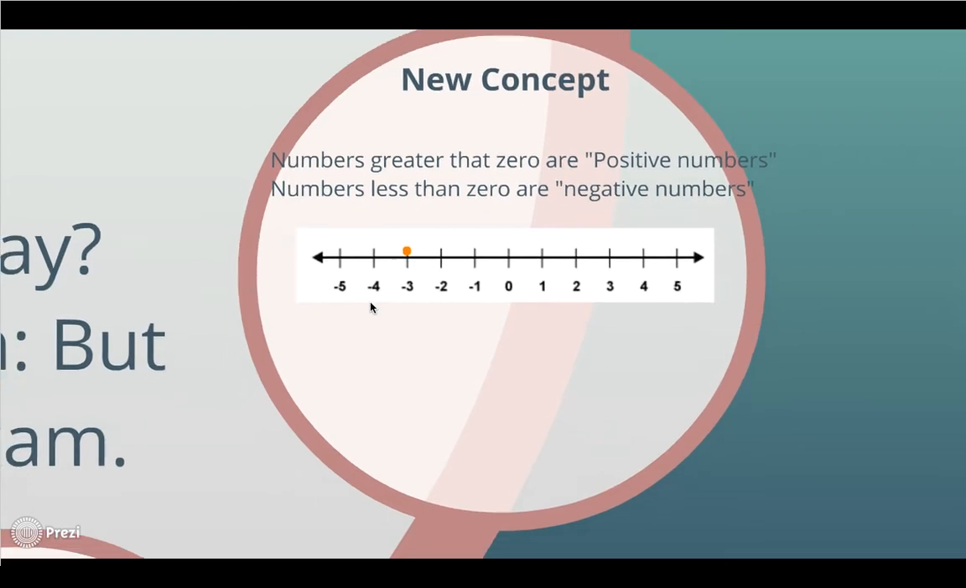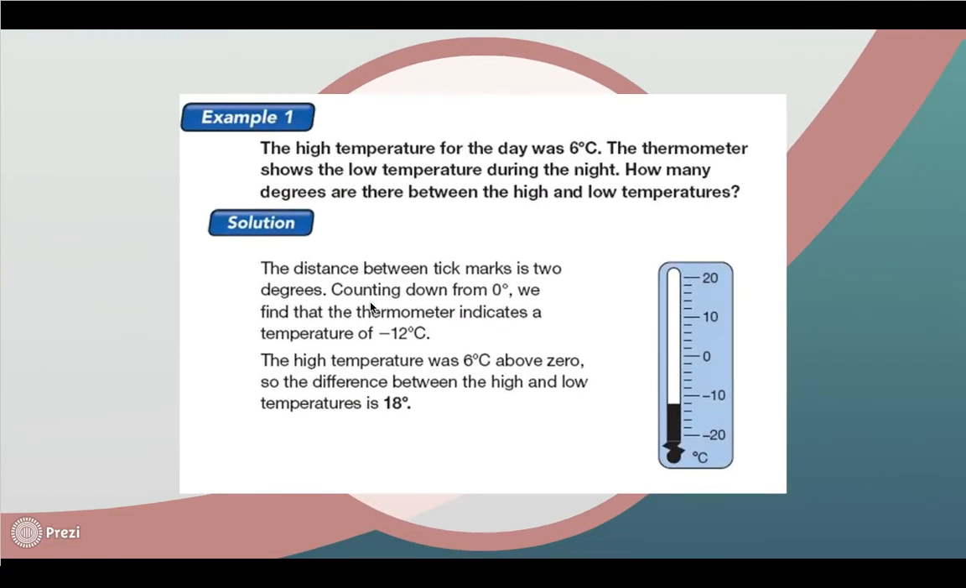And why that's important is that when we talk about temperature, for example, number 1, the high temperature was 6 degrees Celsius. The thermometer shows the low temperature during the night. How many degrees are there between the high and the low temperatures? What you need to figure out is the difference between the high and the low numbers.